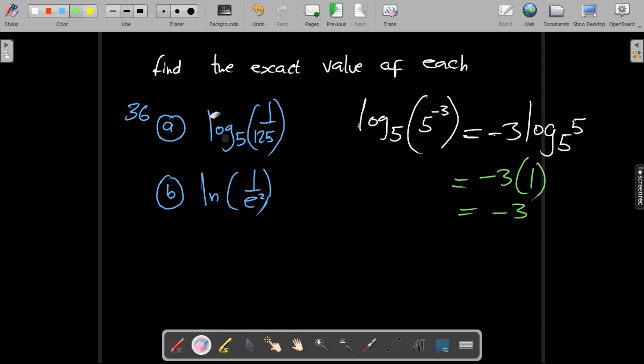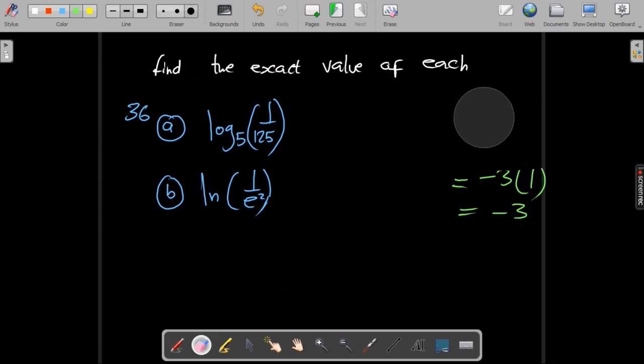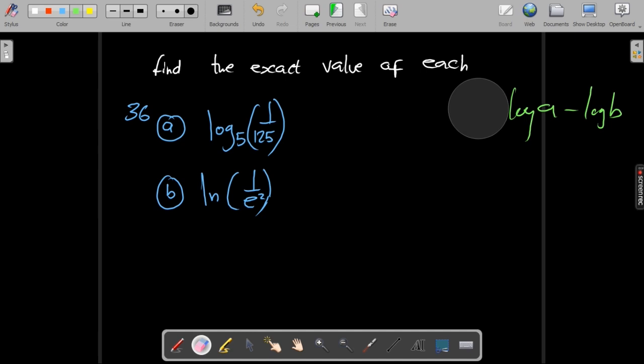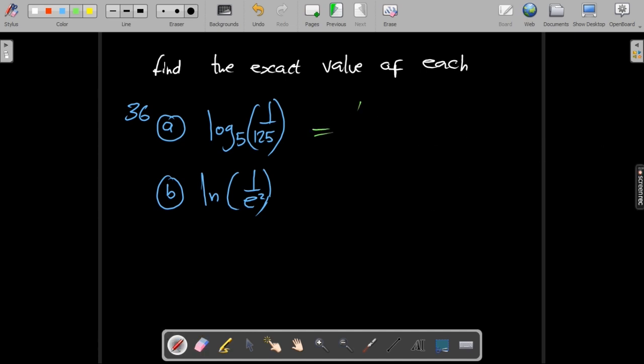Another way would have been to split this. Remember, when you have the log of a over b, you can have log a minus log b. You're allowed to do that. So you could have found the log of 1 base 5 as well as the log of 125 base 5. So this here is just 0.